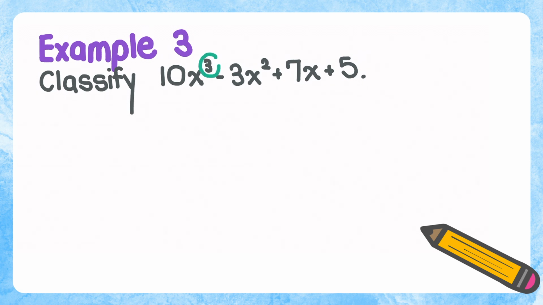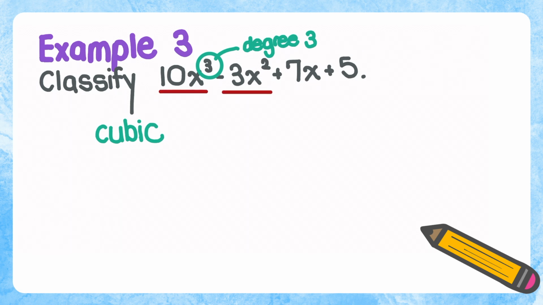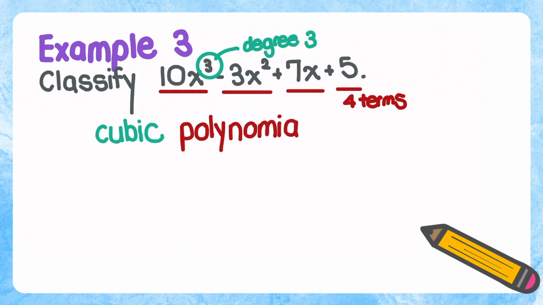All right, next try to classify 10x cubed minus 3x squared plus 7x plus 5. Since our highest degree is 3, we would call this a cubic. So the first name of this polynomial is cubic. And since there are 1, 2, 3, 4 terms, this would be considered a polynomial. So this is a cubic polynomial.